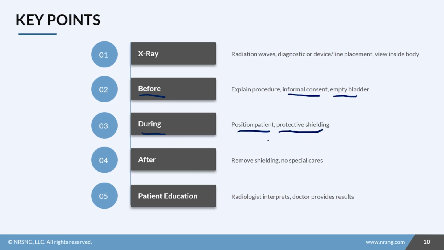During the procedure, you're going to want to help position the patient and put that protective shielding on any area not being viewed that doesn't need to be exposed to the radiation. After the procedure, go ahead and remove that shielding, and there aren't any special cares afterwards. Patient education, I want you to let the patient know, hey, the radiologist is going to interpret this, so it could take a little bit, and then the doctor is going to give you the results after.